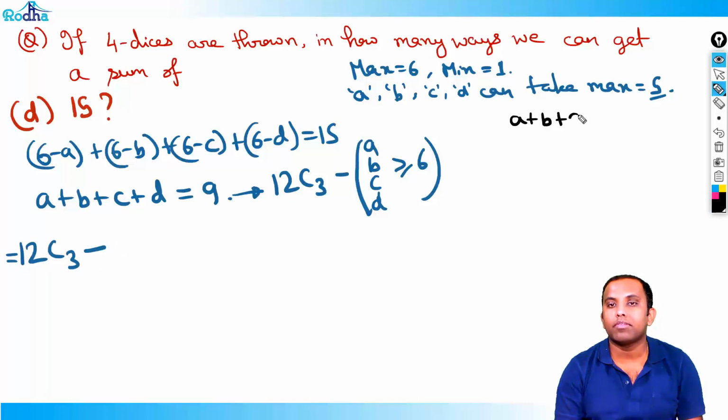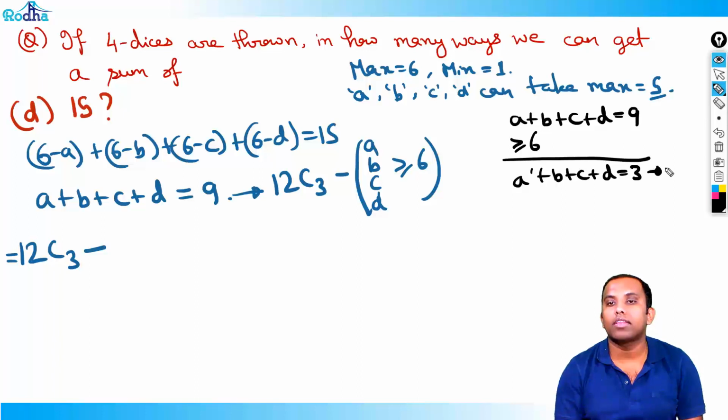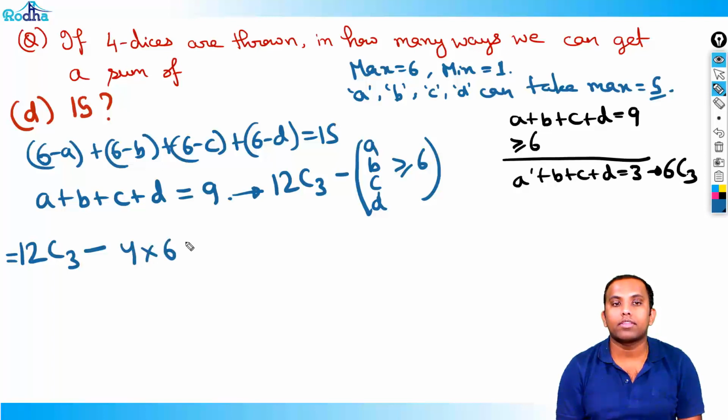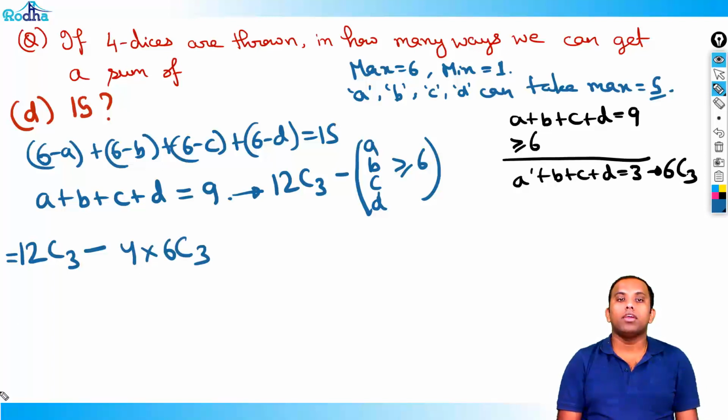A plus B plus C plus D is equal to 9. How many cases of A greater than or equal to 6? So put A greater than or equal to 6. You get A dash plus B plus C plus D equal to 3. How many cases? 3 plus 3, 6C3. So 6C3 cases for A. Similarly for B greater than or equal to 6, again 6C3 cases. For C greater than or equal to 6, again 6C3 cases. For D greater than or equal to 6, again 6C3 cases, right? So the answer is 12C3 minus, how many cases do I need to subtract? 4 times 6C3. 12C3 minus 4 into 6C3. This is the answer for this question.